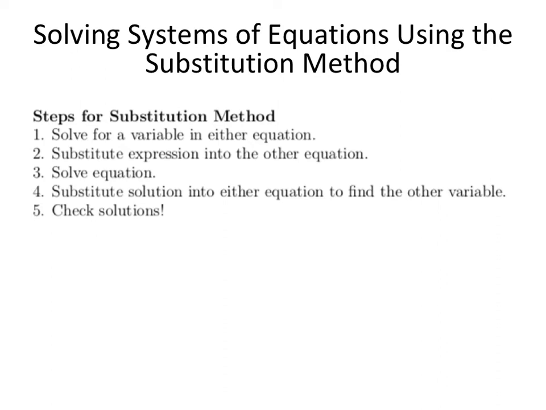There are several steps when using the substitution method to solve systems of equations. First, solve for one of the variables in either equation. Second, substitute that resulting expression into the other equation, the one that you didn't use yet. Third, solve for the remaining variable. Fourth, substitute that solution into either of the originals and check your solutions. It sounds pretty complicated right now. It actually is a little bit complicated, but the more practice you do, the easier it'll get. We'll go through a bunch of examples to illustrate this.